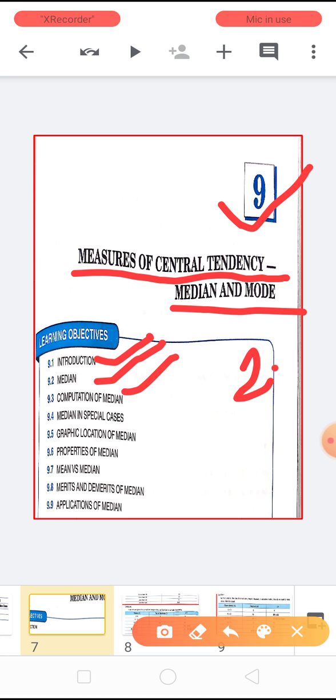Now in today's video we are going to learn how the median is calculated in special cases, and we will also learn the properties of median. So children, let us start with the first topic, that is median in special cases.